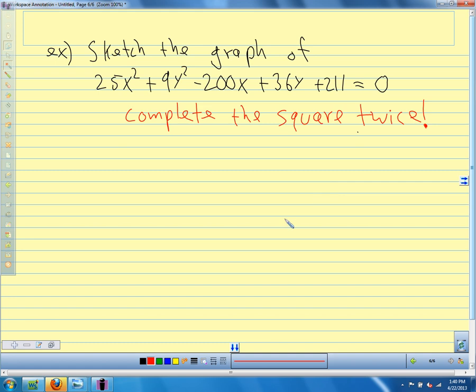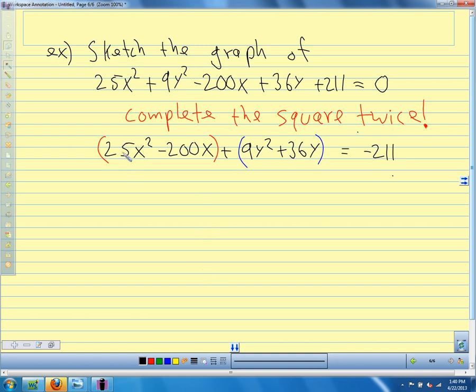You have to complete the square twice. So what we're going to do is group the x terms together. So I'm going to write 25x squared minus 200x. Group the y terms together, plus 9y squared plus 36y. I'm going to put the number by itself on the other side, so I'm going to subtract 211. Equals minus 211. Now I'm going to complete the square on the x part and on the y part separately.